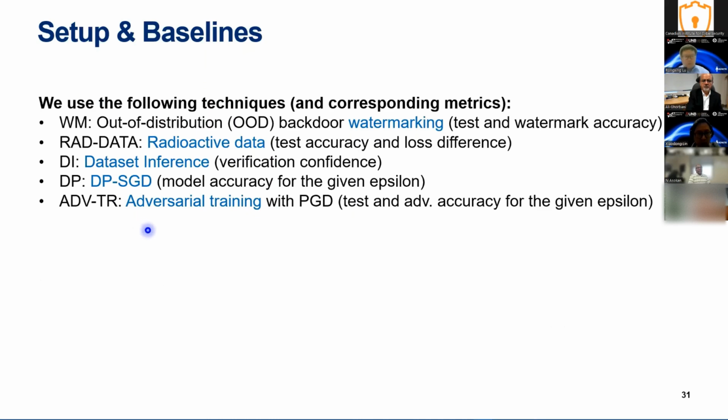So here are the 5 techniques that we looked at. The first 3 are ownership verification techniques. The 4th one is a technique to defend against inference, so it's differential privacy. And the last one is adversarial training, which is supposed to defend against evasion, the so-called adversarial attacks.